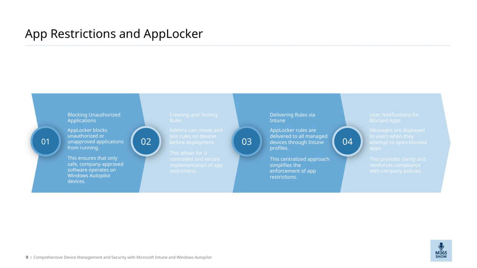Overall, integrating AppLocker with Intune and Windows Autopilot gives us a powerful way to secure our environment, control application usage, and maintain a consistent security posture across all devices.